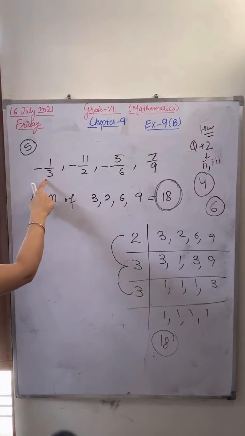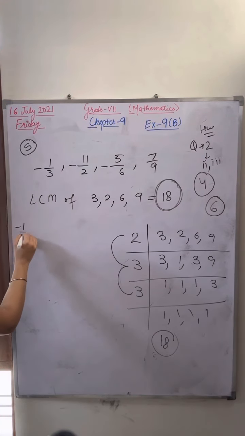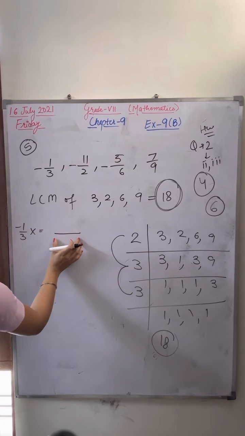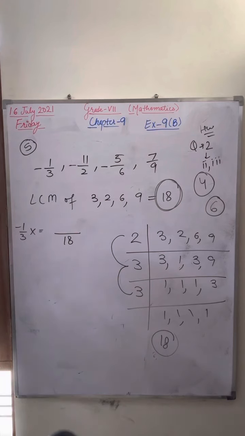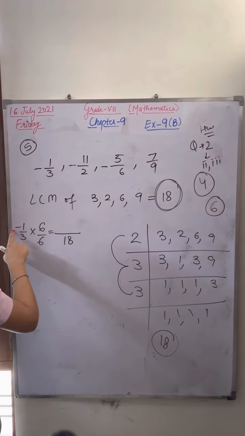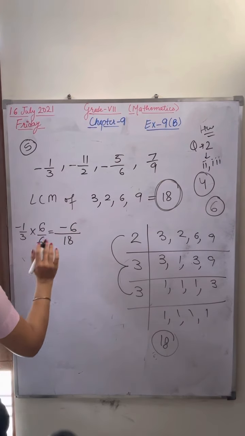Now you have to make the denominators equal to the LCM. How will you make it? Take minus 1 by 3. You will multiply by which number so that the denominator will be 18? Please tell me. You have to multiply with 6 here and 6 here. So that will be minus 6 upon 18.